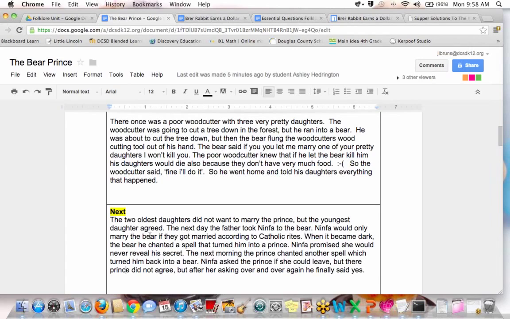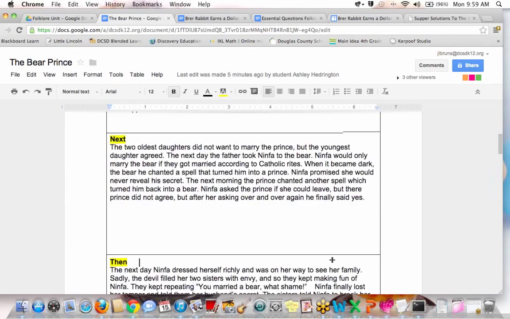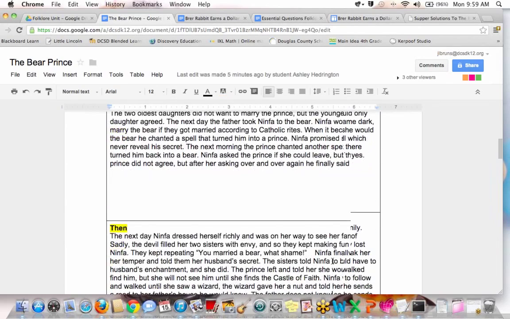All right. Okay, so far, it looks like she has married a prince who is disguising himself as a bear. It looks like she wants to leave, though. Ashley, why does she want to leave? Because she wants to see her family. Okay, so she misses her family. Okay. Jeremy, then what happened?